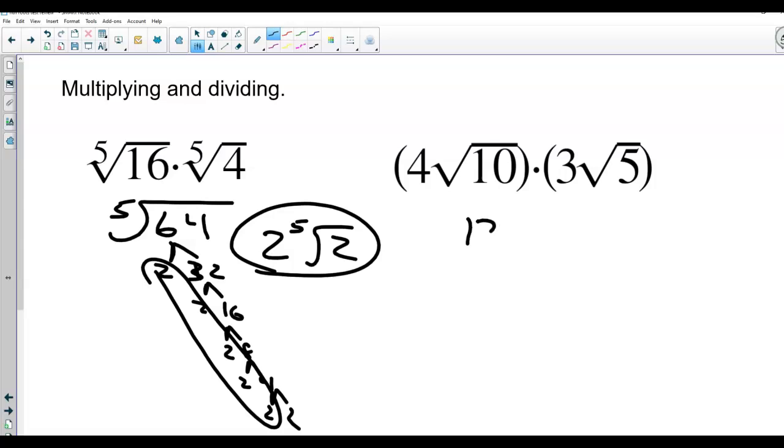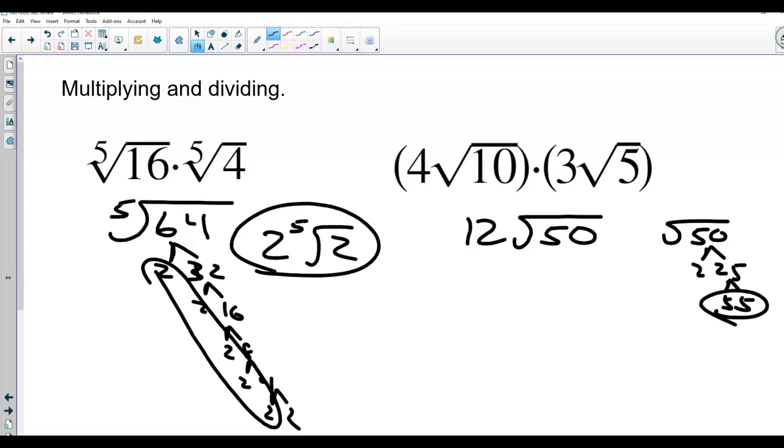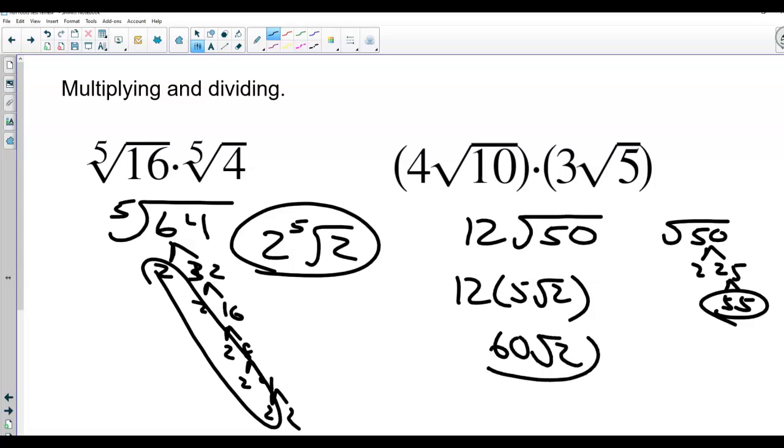4 times 3 is 12. Root 10 times root 5 is root 50. 2 and 25, 5 and 5. So it's 12 times 5 root 2. So 60 root 2 is your answer. You multiply the numbers on the outside of the radical, the numbers on the inside of the radical. You're always looking to simplify if you can.